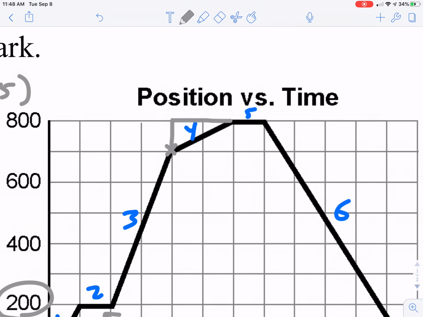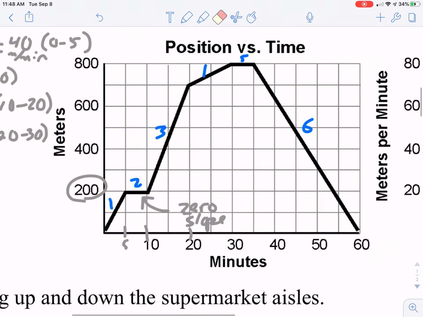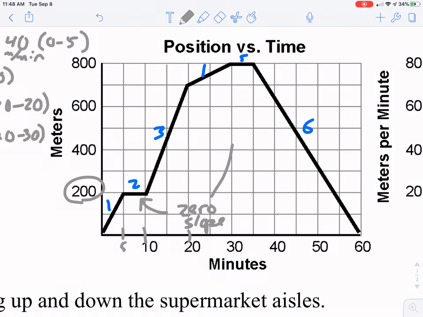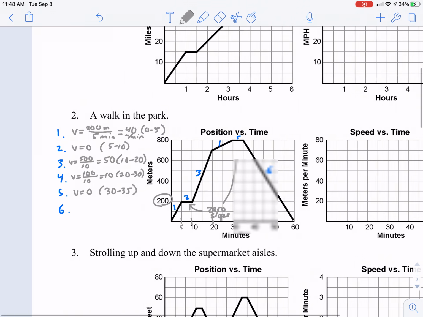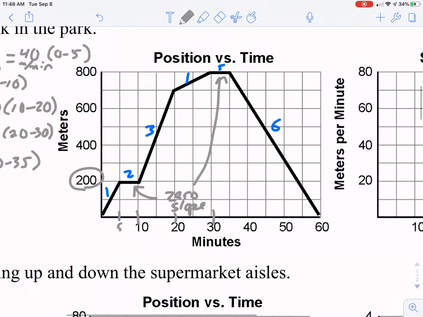The fifth time segment is another horizontal line. So again, horizontal line means 0 slope. That's right, so we're accounting for that. Another 0 slope, another 0 velocity. So V equals 0 from 30 to 35 minutes. From 30 to 35 minutes, we have 0 slope.